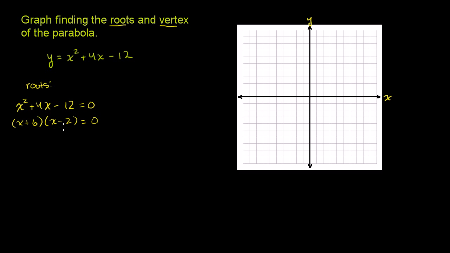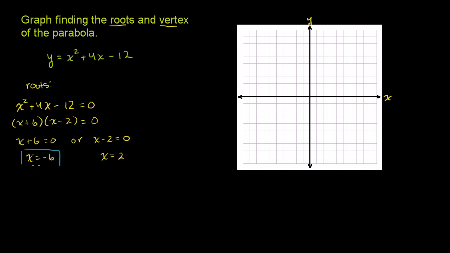And if we have two numbers, and when you multiply them you get 0, that means that either x plus 6 is equal to 0, or x minus 2 is equal to 0. Subtract 6 from both sides of this equation, you get x is equal to negative 6. Add 2 to both sides of this equation, and you get x is equal to 2. So y is equal to 0 when x is equal to negative 6, or x is equal to 2. So let's graph both of those points.